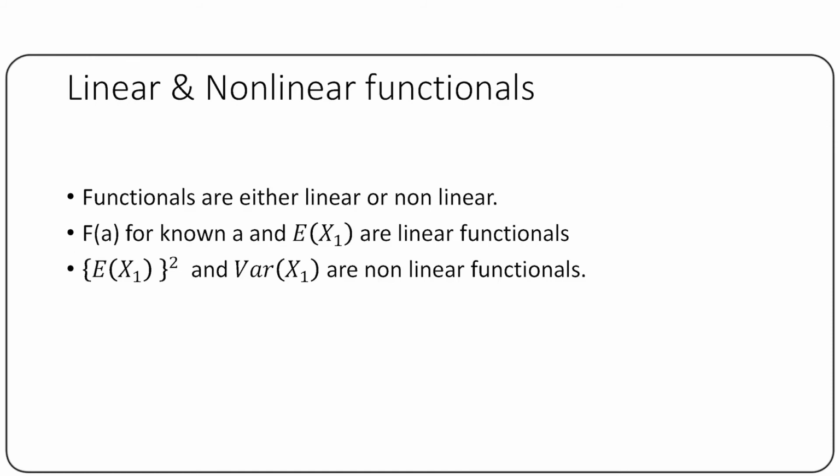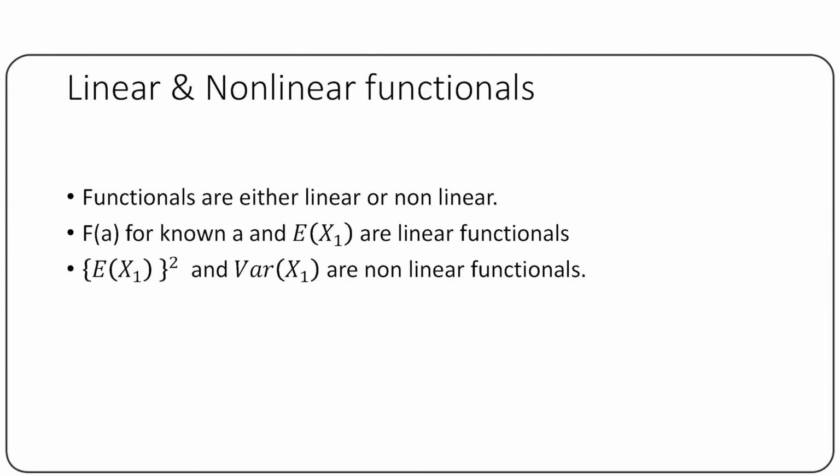For example, expected value of x and its square. So we get the square of the expected value. This is also a functional but is nonlinear. Another functional of interest is the variance of x. Really, this variance of x is also a nonlinear functional. So how to check whether a functional is linear or nonlinear?